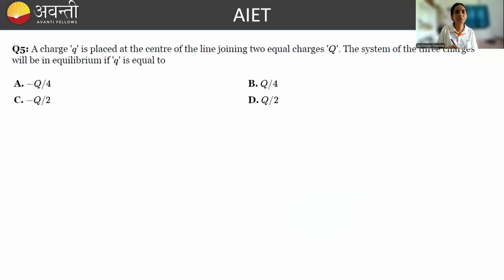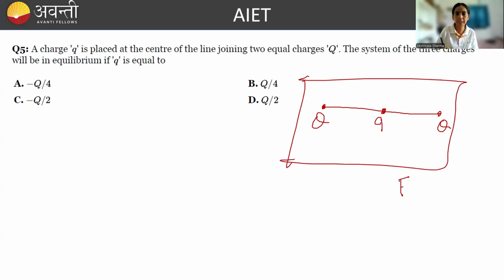Now let's do another question. A charge Q is placed at the center of the line joining two equal charges. Okay. So there are two equal charges, small q, and then there is this capital Q. The system of three charges, a charge Q is placed. Okay, I have made one mistake here. The system has two capital Q charges here, and at the center there is another charge kept, that is small q. The system of three charges will be in equilibrium. This system of three charges is in equilibrium. That means the net force on the system is 0. Then it is at rest.